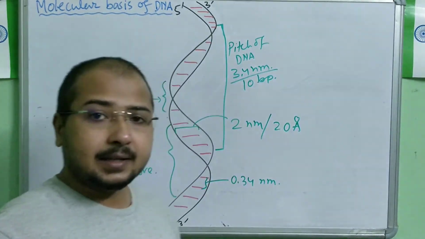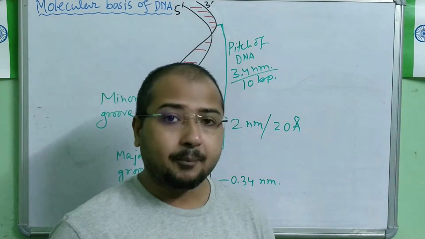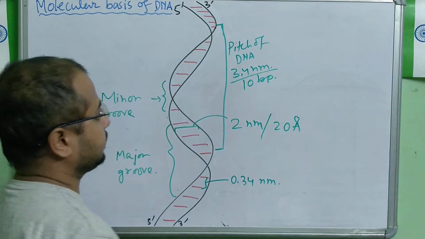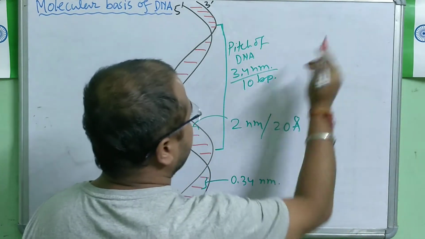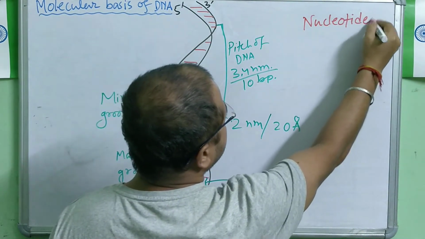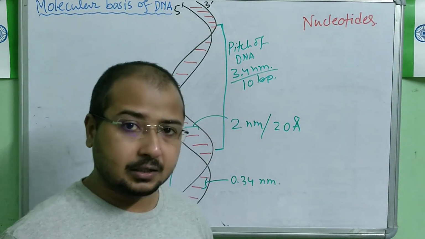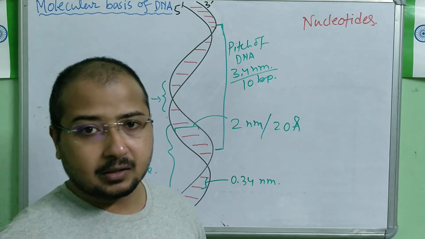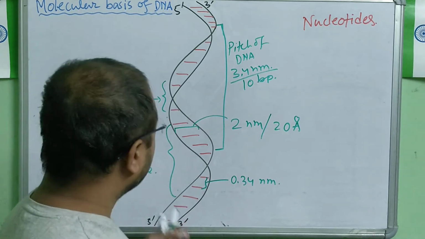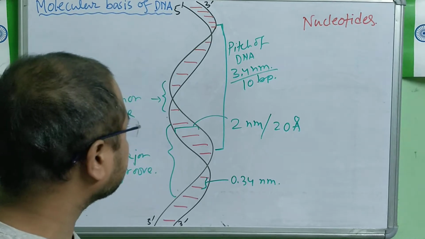The DNA is a macromolecule, which is mainly made up of the molecules known as nucleotides. Nucleotide molecules, one after another, bind with each other and form the entire DNA strand.